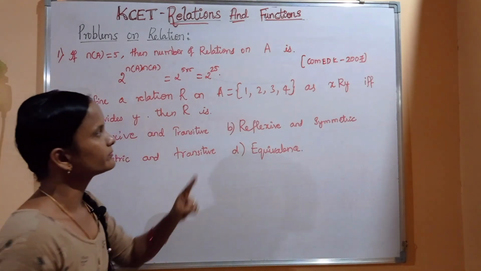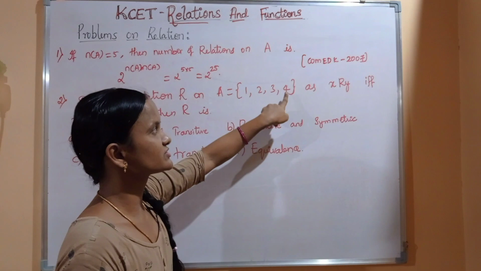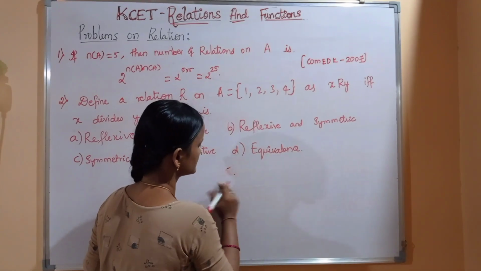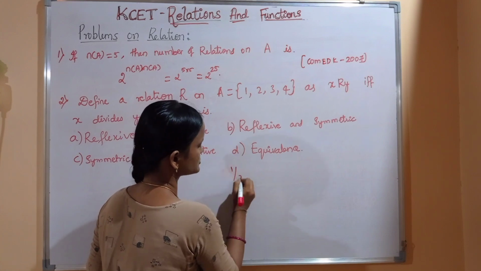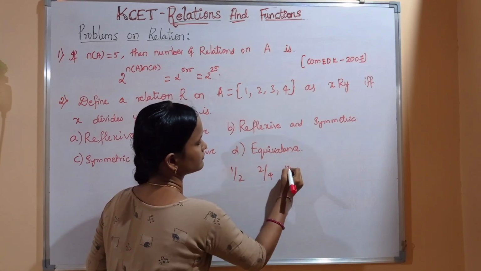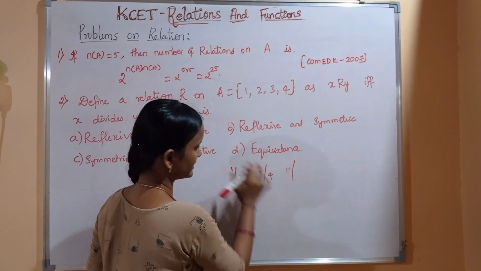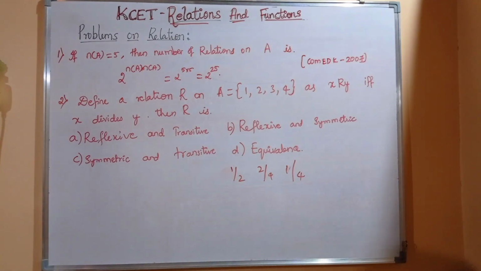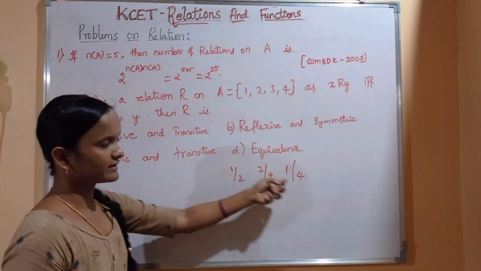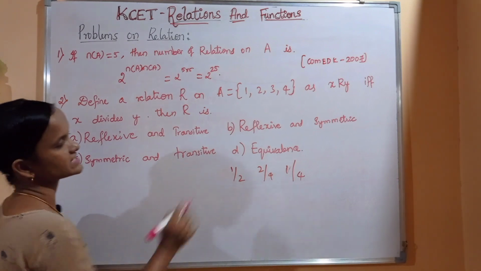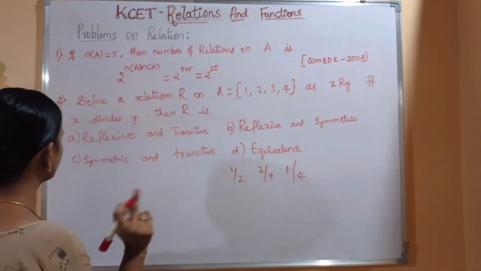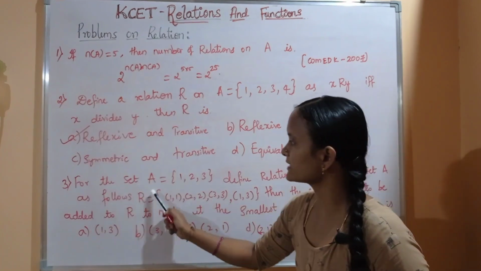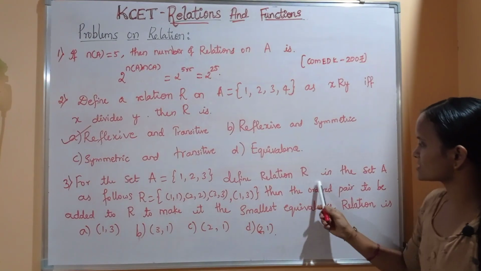What about transitive? 1 divides 2, 2 divides 4, and 1 divides 4. Of course, 1 divides 2, 2 divides 4 and 1 divides 4. Therefore, it is transitive also, but symmetric fails. Therefore, only reflexive and transitive. Option A is correct.